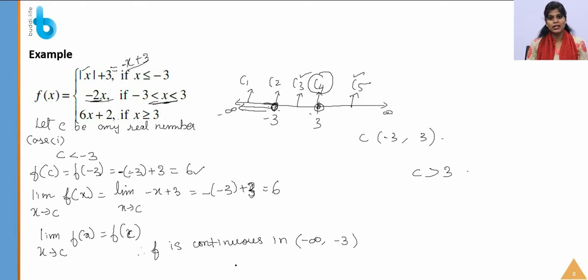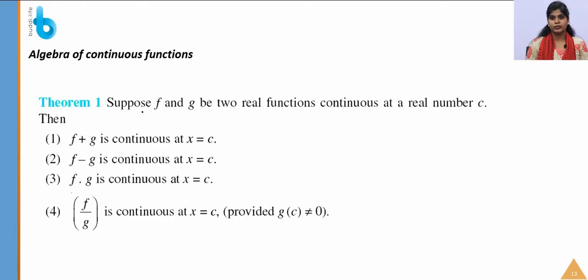Now we will move on to the next concept. Next we will see the algebra of continuous functions. There is a theorem on that. We will see that now. Suppose f and g are two real functions continuous at a real number c, then f plus g is continuous at x equal to c. That is, if both these functions are continuous separately, their sum also will be continuous at c.